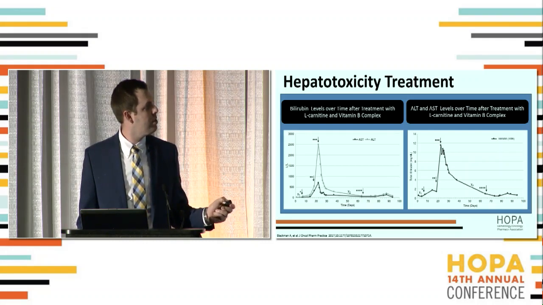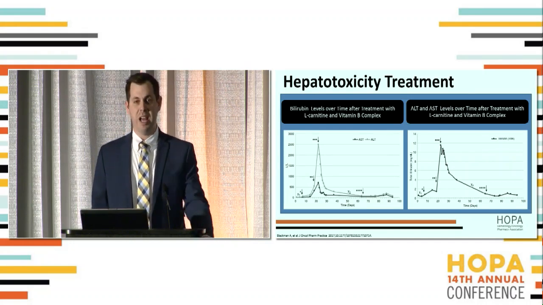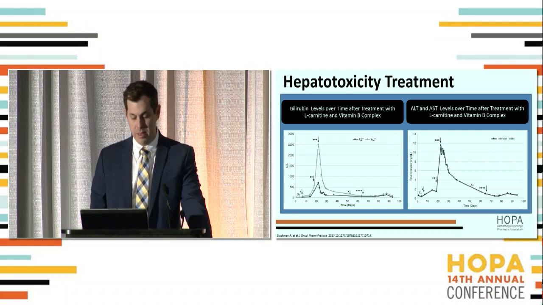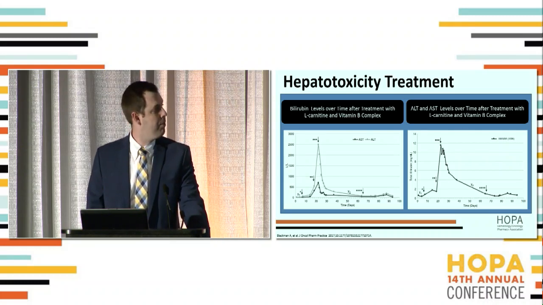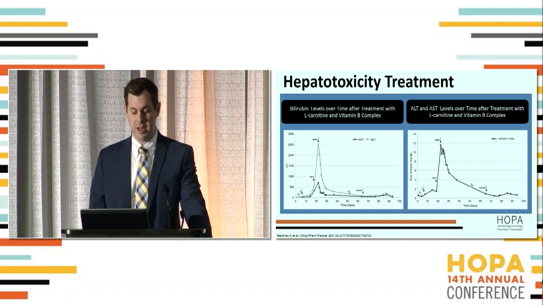Your second arrow is the second dose of asparaginase, and then once those numbers plateau, that's when treatment was commenced with levocarnitine and vitamin B complex. And you can see the fourth arrow on the right side of each of those diagrams shows where another dose of peg asparaginase was given successfully without incident.